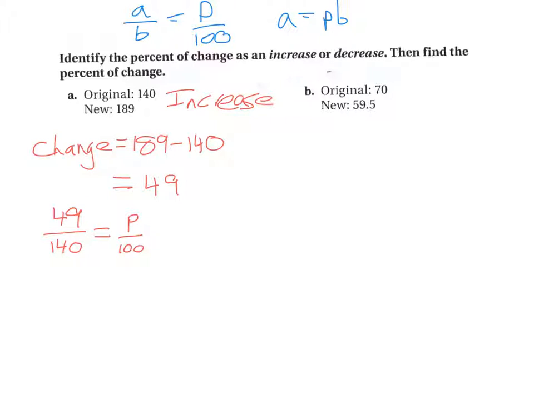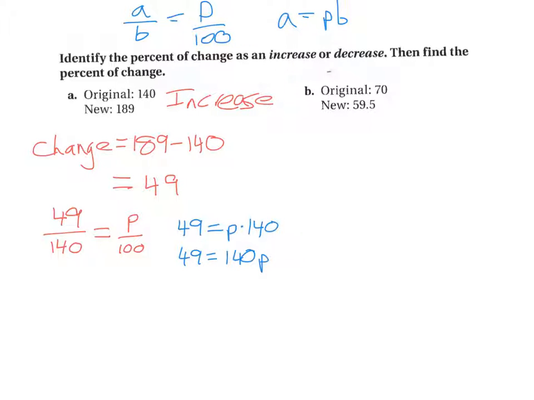We could also write this as a percent equation, right? 49 is the change, that's the part. Could write it as 49 equals P times 140, or I could write that as 140p, right? 49 equals 140p because 140, since that's the original, that's the base. Now, I'm going to use my proportion method to solve this problem because when I'm looking for the percent, I like to use the proportion method.